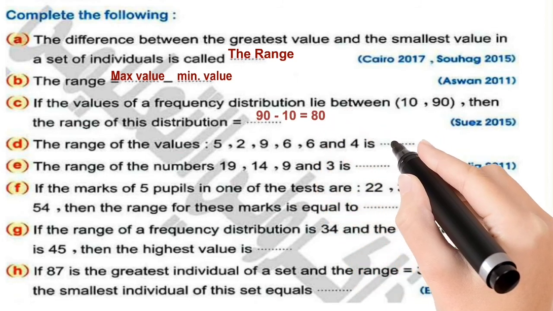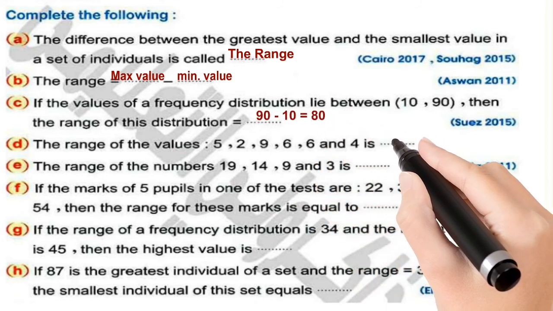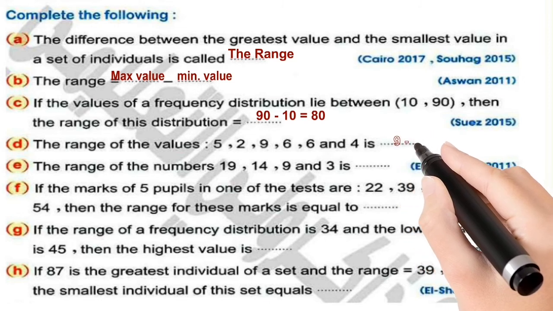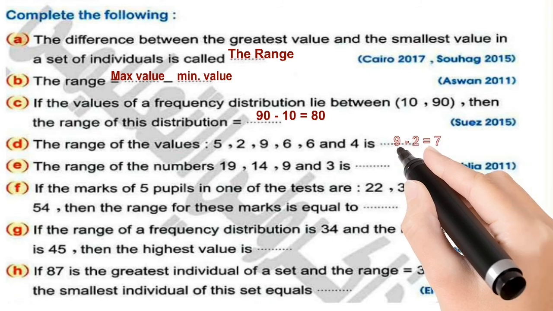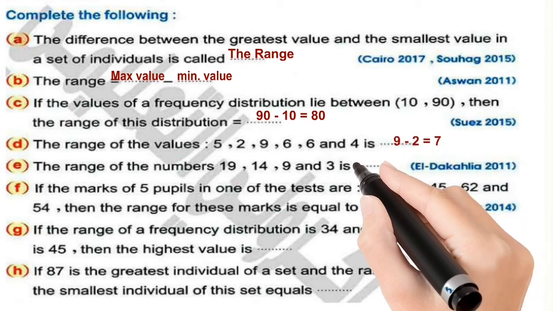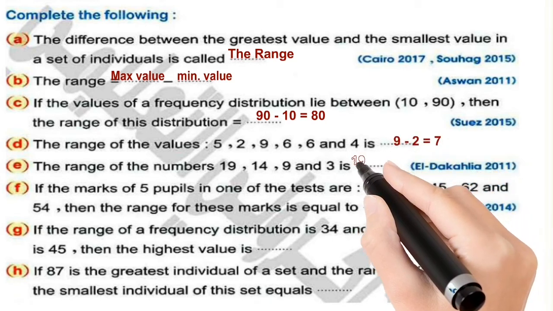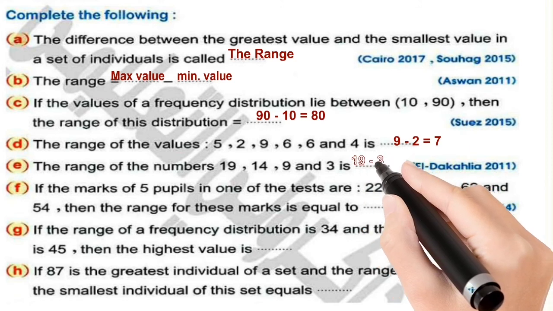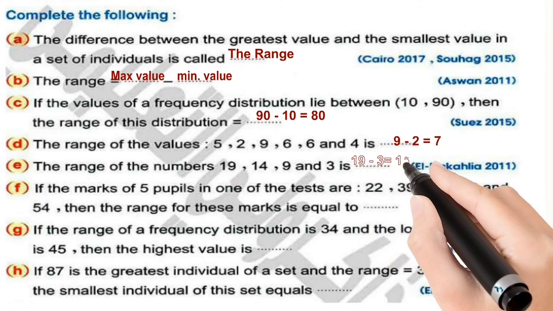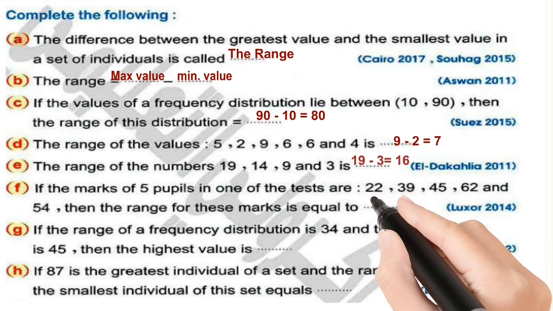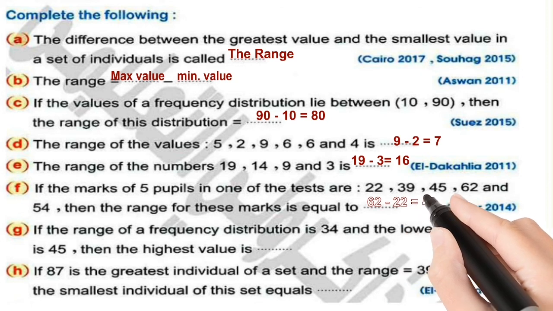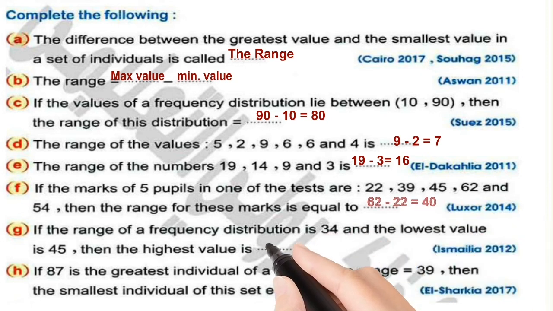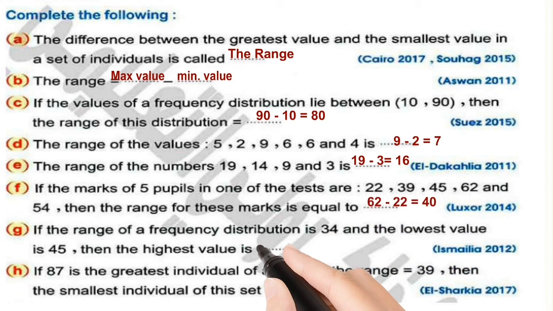D. The range of the values 5, 9, 6, 6, 2, and 4 will be: the maximum will be 9, the minimum will be 2, equals 7. E. The range of the numbers 19, 14, 9, and 3 will be: maximum 19 minus minimum 3. The answer will be 16. F. If the marks of 5 pupils are 22, 39, 45, 62, and 54, the range will be the maximum value 62 minus 22 equals 40.